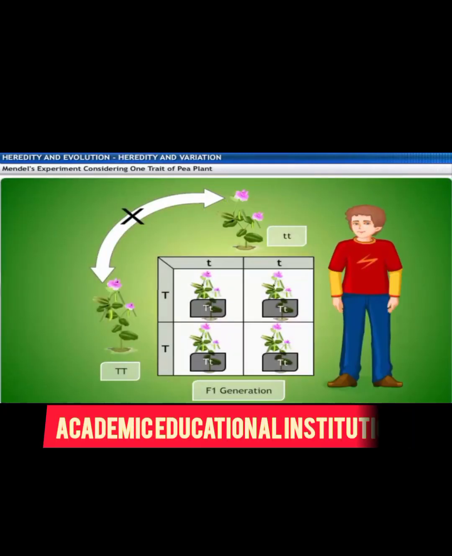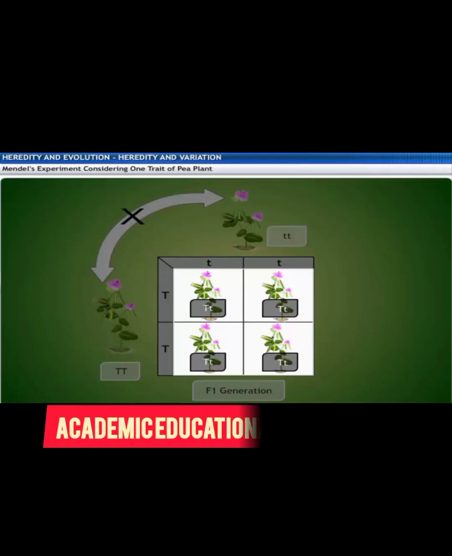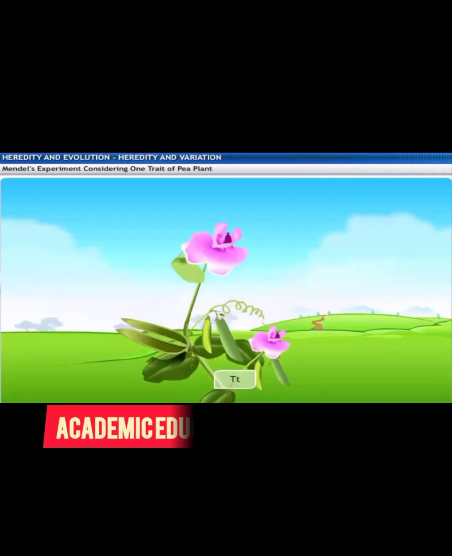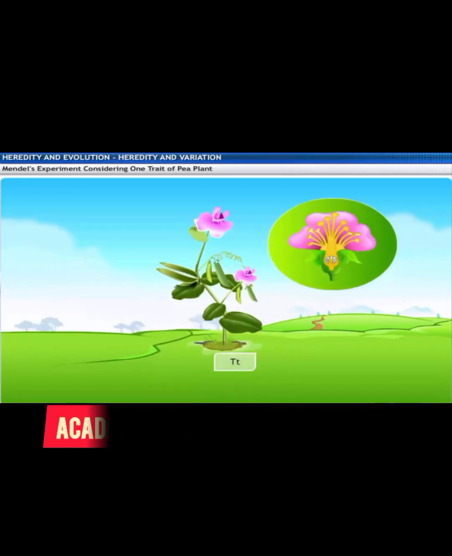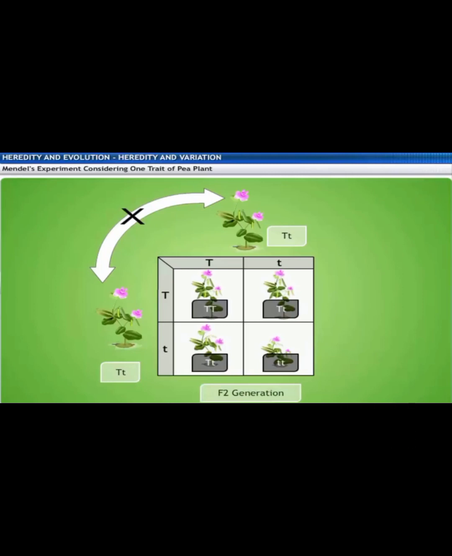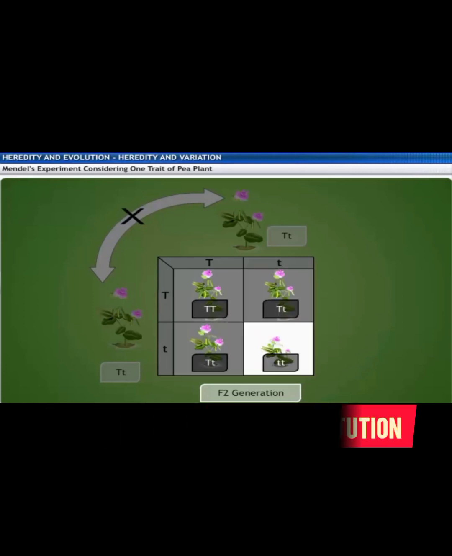Were all the tall plants in the F1 generation exactly as tall as the plants of the parent generation? Yes, they were all as tall as the parent generation. Next, Mendel allowed the F1 tall plant of the genotype Tt to reproduce by self-pollination. As a result of random fertilization, the resultant zygotes can be of the genotypes TT or Tt or tt.